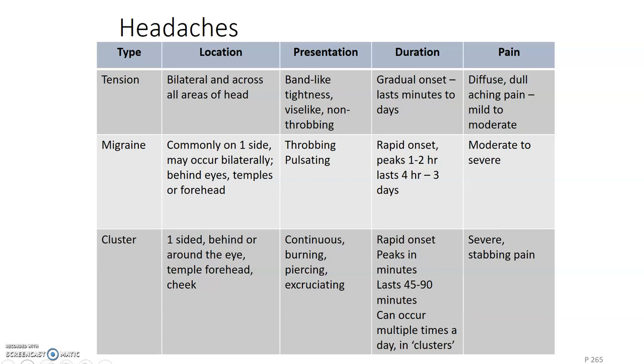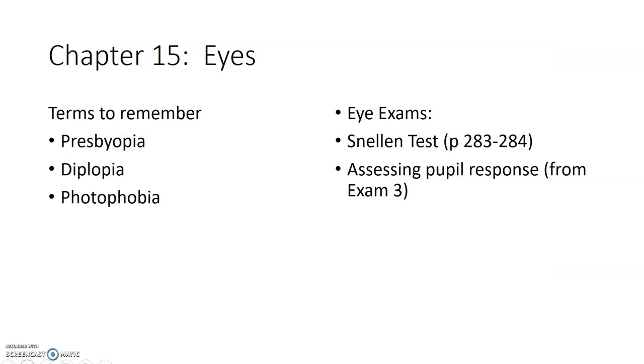In Chapter 15, you learned several terms related to the eye. Presbyopia, which is the inability of the lens to change shape or accommodate for near vision. Photophobia, the inability to tolerate light. And diplopia, which describes the perception of two images of a single object. The Snellen test is the most commonly used and most accurate measure of visual acuity.